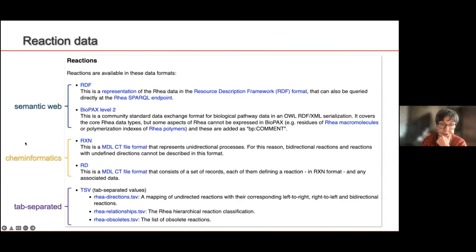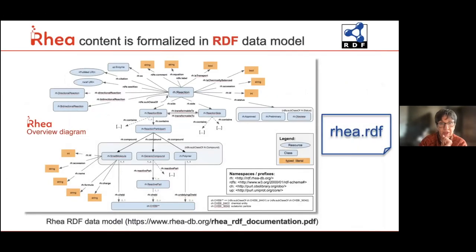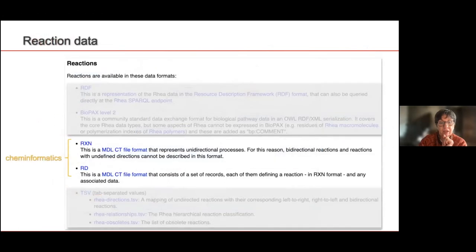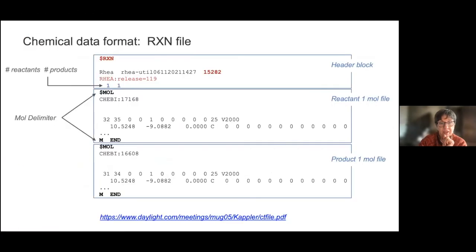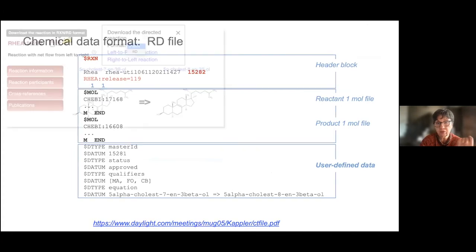We also have some chemoinformatic formats and a tab separated format. As I told you, that will be later. And then there are the Ericsson and RD formats. Ericsson format, I showed you the MOL file, is just for a reaction. It's the concatenation of the participants involved in the reaction, so it can be used by chemoinformatic software. And RD format is the same as Ericsson, but with additional data.